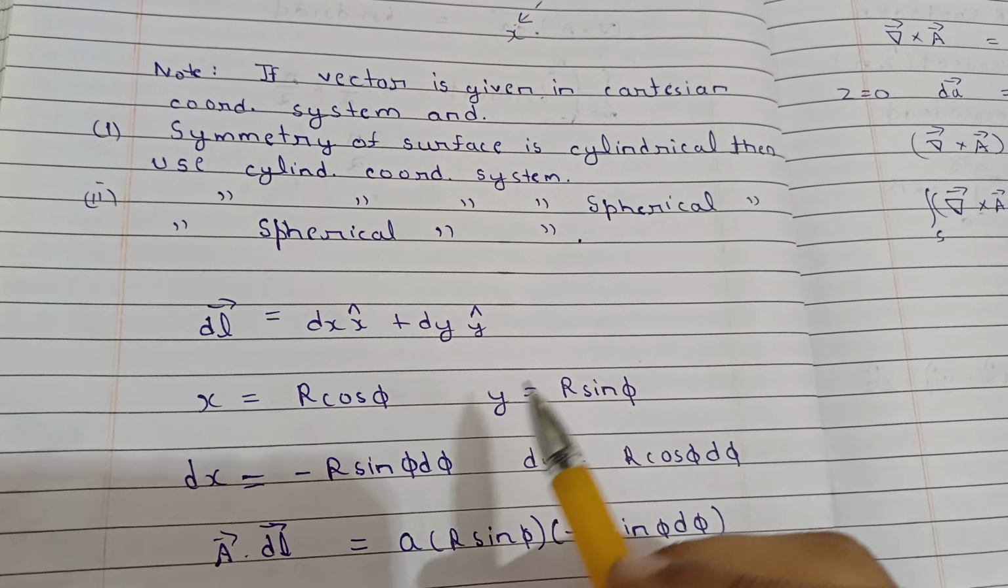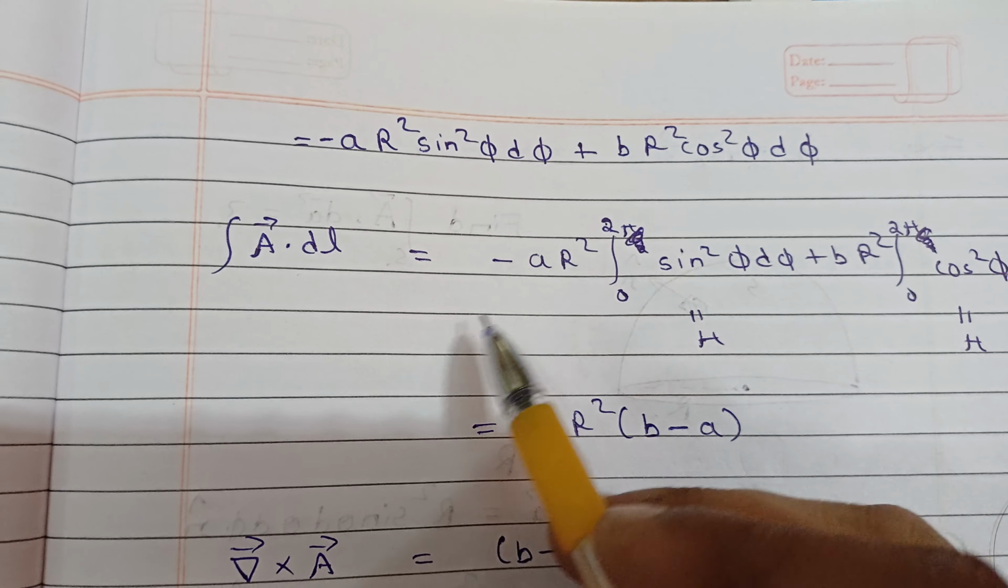Now you have to integrate this, and you will see that here phi is changing from 0 to 2 pi, and r is fixed, so r is equal to 1. Okay, not 1, it is given as r. So you can simplify this equation into this form. It will be minus a r square sin square phi d phi, and plus b r square cos square phi d phi. Now as I told you, phi is going from 0 to 2 pi.